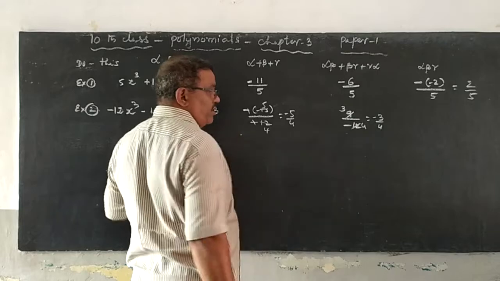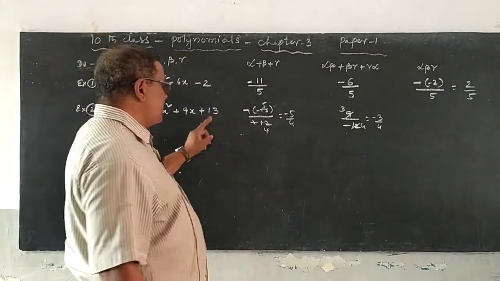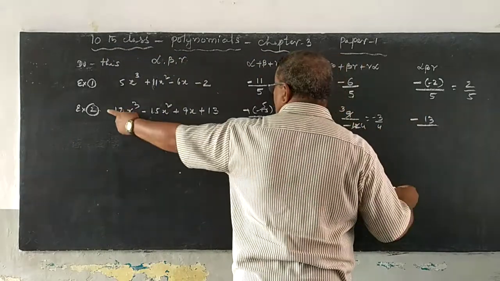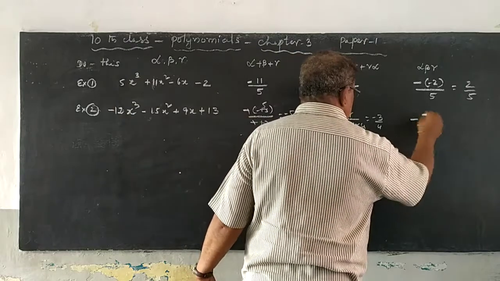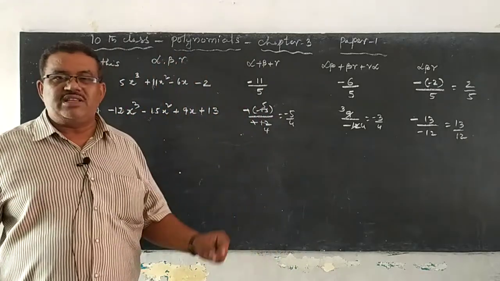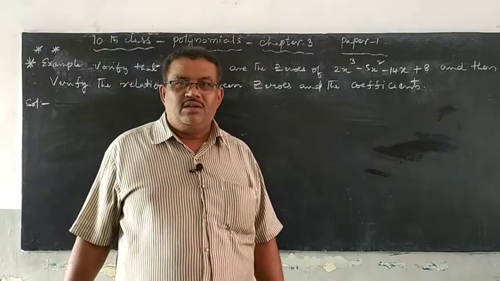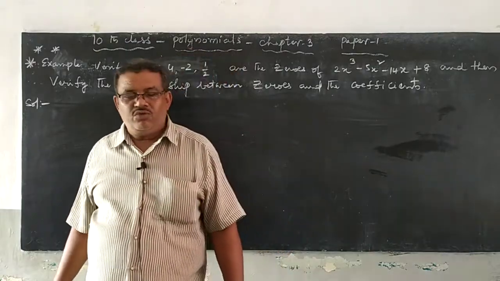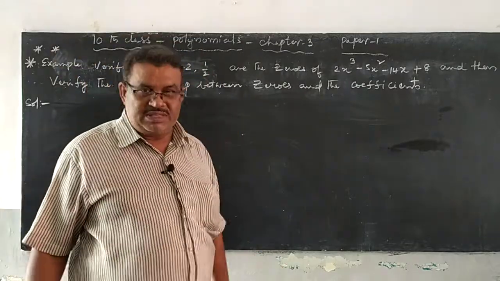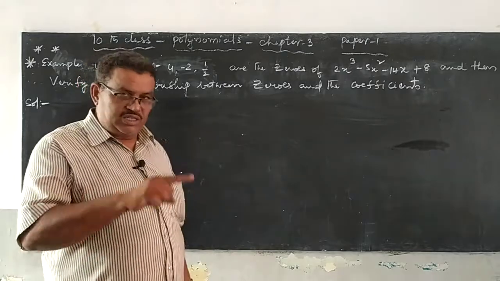Minus transposes to the numerator. And product of zeros, alpha beta gamma, is minus d by a, minus 13 by, d value is 13, a value is minus 12. Minus minus cancel, you get 13 by 12. Okay, these are the two examples. Children, today we have discussed a very important model, example 7 model. Example 7 also you have to do on your own. If you have any doubt, just ask me.